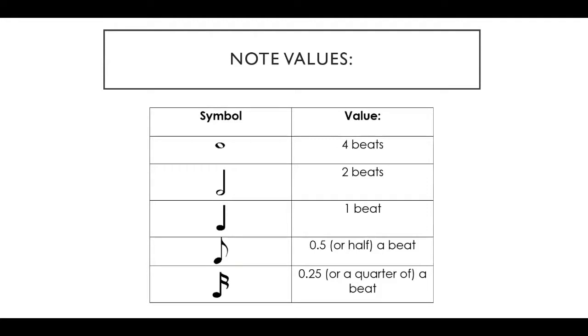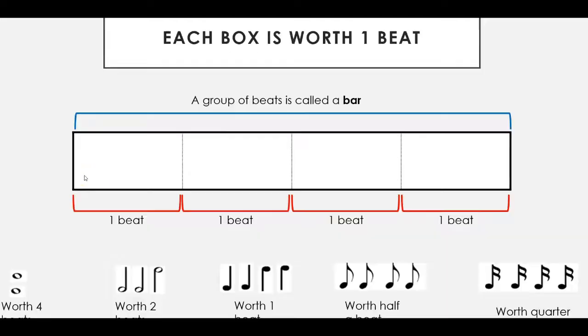So 1, 2, 3, 4, 1, 2, 3, 4. You can hear that I'm clicking 2 notes per beat because these only last half of the beat. And likewise with these ones, this is called a semiquaver, and you can fit 4 of them in a beat. They're really fast. 1, 2, 3, 4, 1, 2, 3, 4. Okay, cool. Now let's talk about how we use these notes in music.